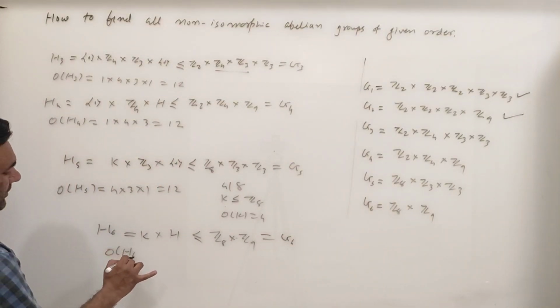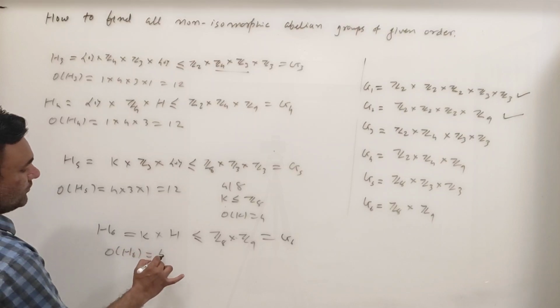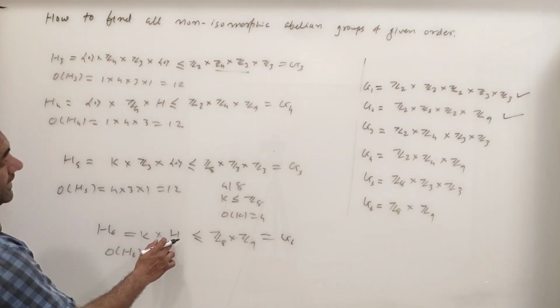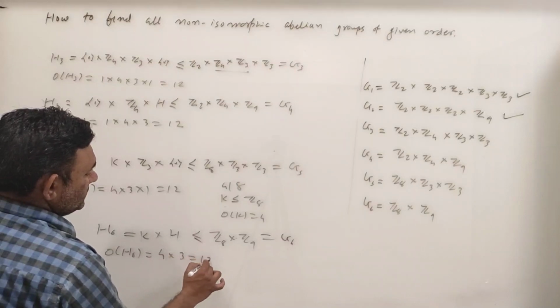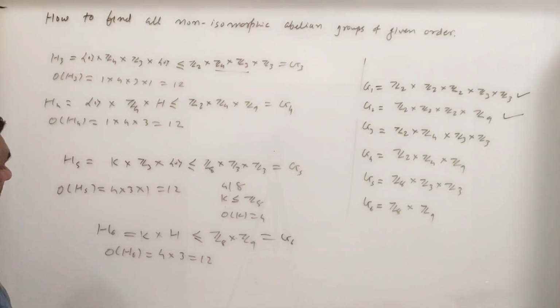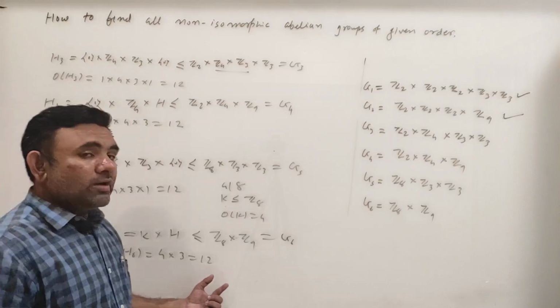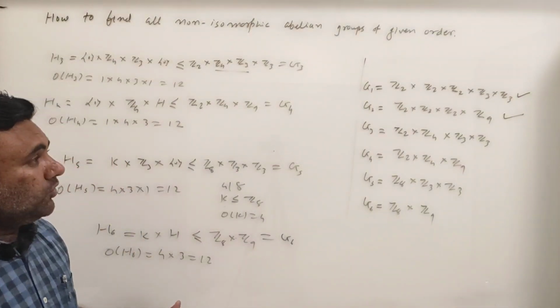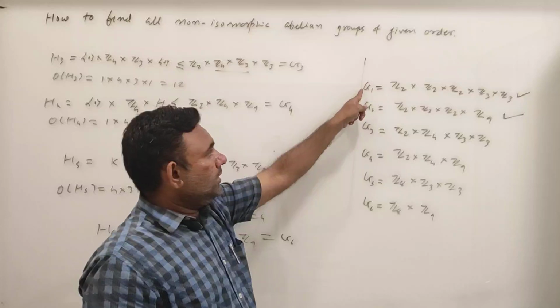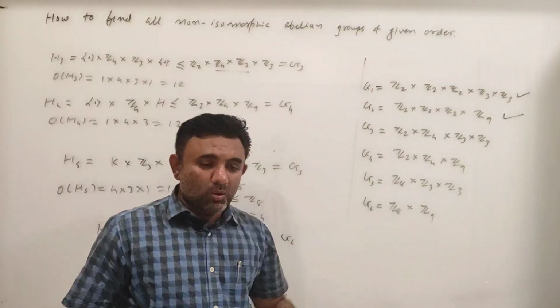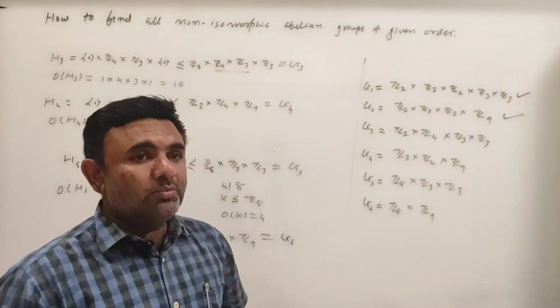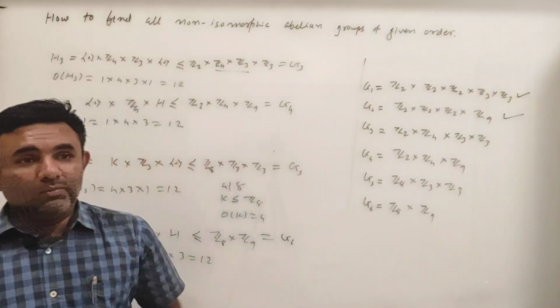Then order of H6 will be what? Order of K, that is 4, and order of H is what? 3. So it is 12. राइट तो मतलब H6 के पास भी 12 ऑर्डर का एक सब ग्रुप है. सो व्हाट वी हैव प्रूव्ड, G1, G2, G3 अप टू G6 ऑल हैज अ सब ग्रुप ऑफ ऑर्डर 12, राइट.